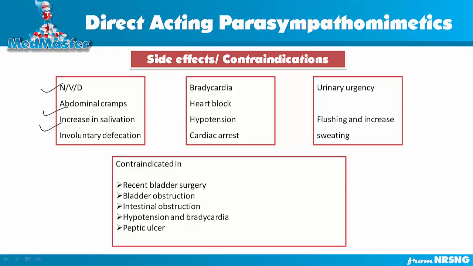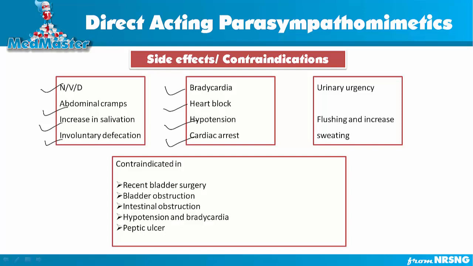It increases the salivation, if you remember the effect of the parasympathetic nervous system on salivary glands. It can cause involuntary defecation, because all the sphincters in the GI tract are relaxed. It decreases the heart rate, so it can cause bradycardia as well as heart block. It decreases the blood pressure and can cause cardiac arrest. So this is basically all the effects of the parasympathetic nervous system which we do not want. Let's say you're giving a pilocarpine medication, as we talked about in the previous slide, to induce miosis for pupil contraction.